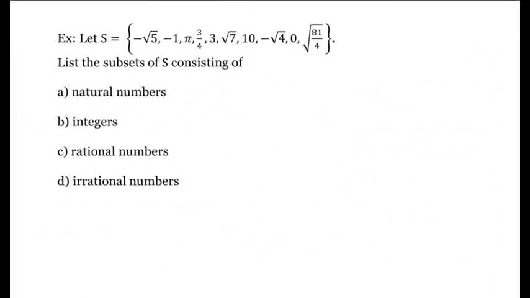Let's look at an example. Let S be this set, and we want to list the subsets of S consisting of the natural numbers, the integers, the rationals, and the irrationals. Remember that the natural numbers are the counting numbers, 1, 2, 3, 4, and so on. So looking at S, we see we have 3 here, as well as 10. So these will be our natural numbers.